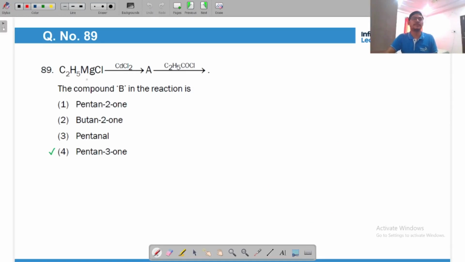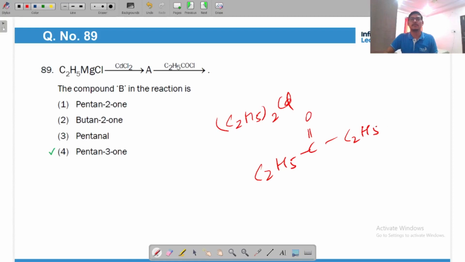This is the preparation of ketones. C2H5MgCl, a Grignard reagent, on reaction with cadmium chloride forms diethyl cadmium, (C2H5)2Cd, and then it reacts with propanoyl chloride, and then it would be C2H5 carbonyl group. Chloride is a very good leaving group. It will be replaced by this. So we'll get pentanone. This is the correct answer.